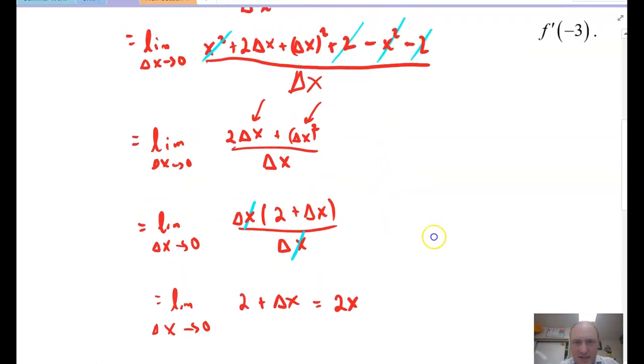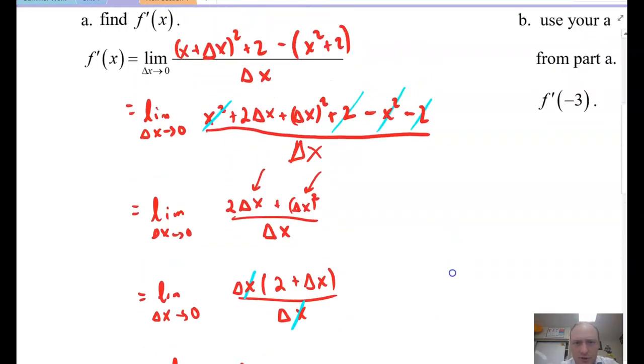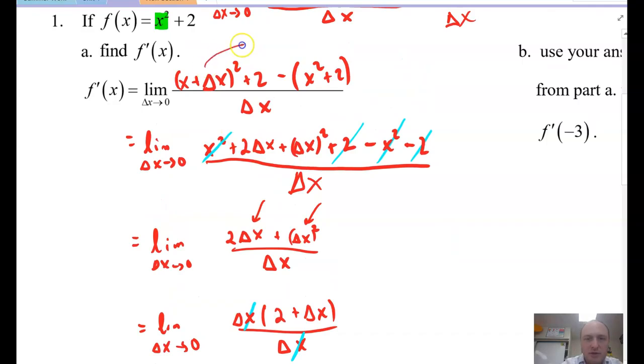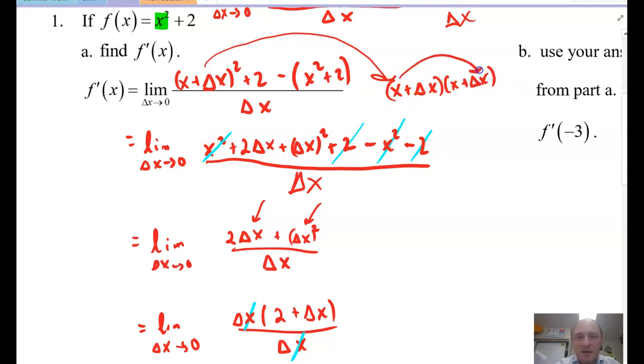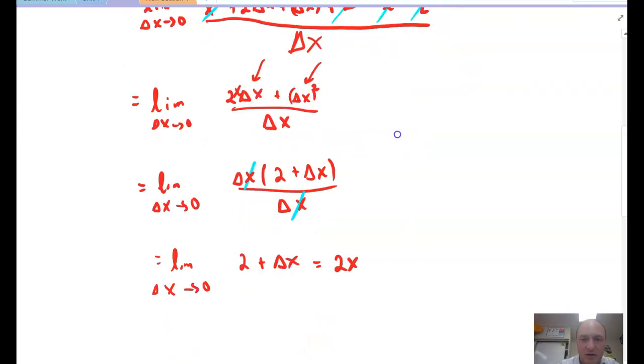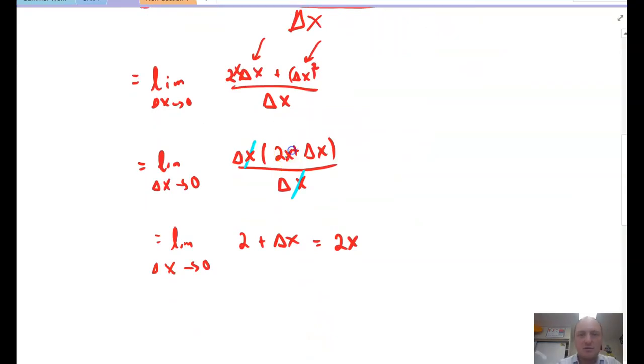So where did this x come from? Up here, I made a mistake. I have x plus delta x times x plus delta x. When you do this, we get our x squared, and then x times delta x is 2x delta x. So I'm just going to go back in here and factor in this, drop in this 2x. So we get 2x. Therefore, the derivative for this function is 2x.